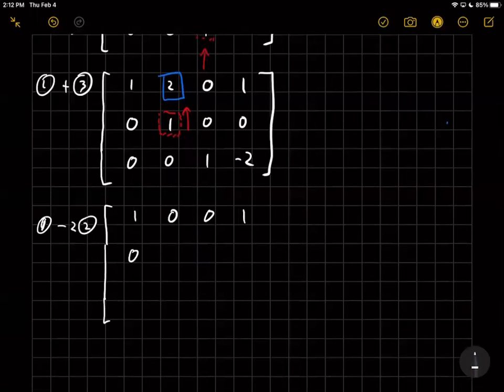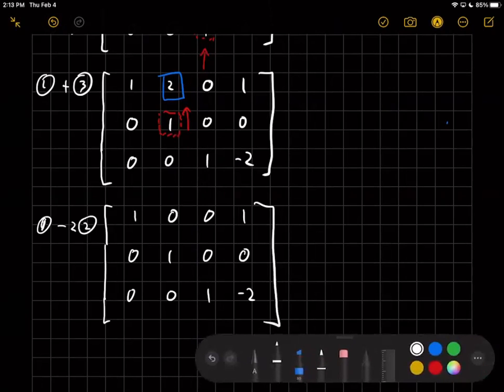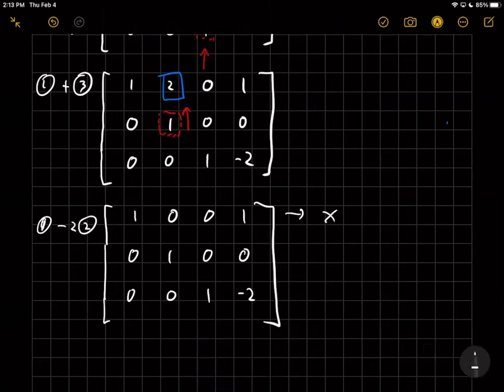So it looks like now we can just copy row 2 and row 3. And we are now in reduced row echelon form. We have nothing but 1x, 1y, and 1z in each row. And so this tells me that x must be 1, y must be 0, and z must equal -2.